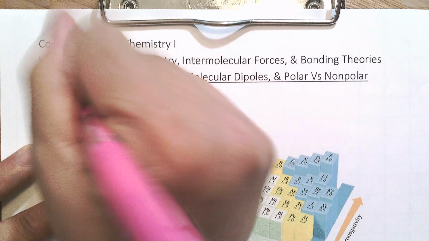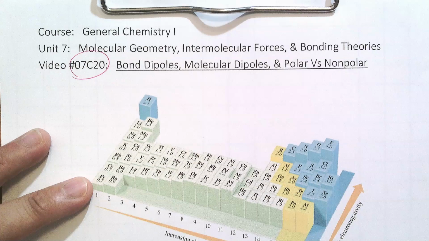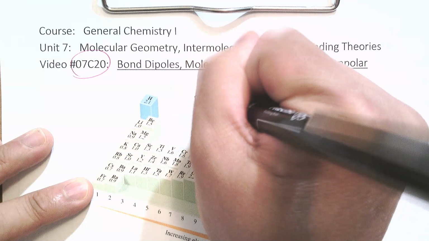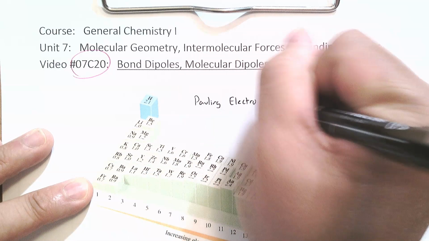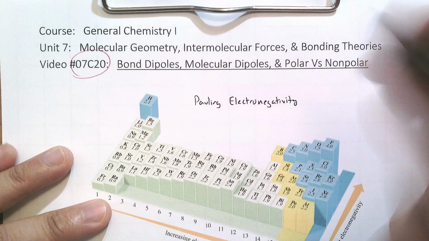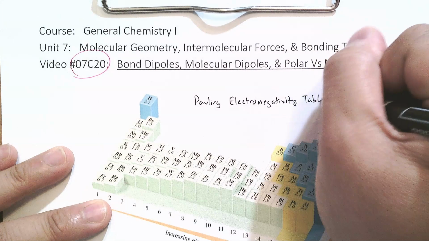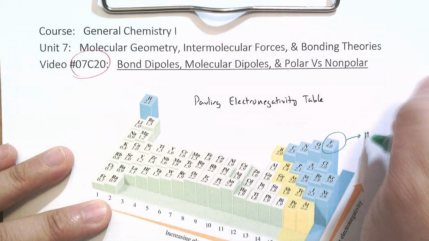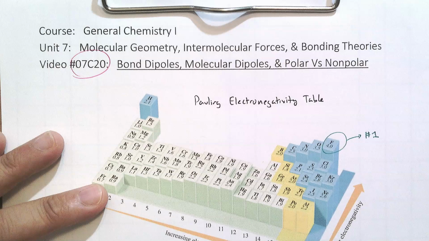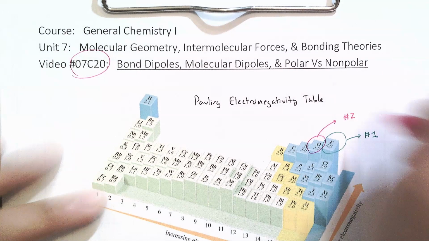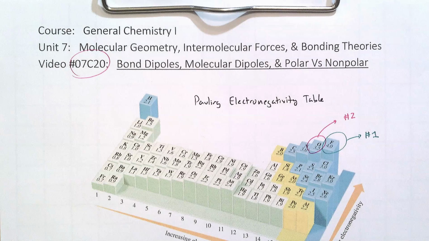All right, the first topic, bond dipoles, and we are going to use Pauling's electronegativity table. Now, eventually, or maybe even now, you may not need the electronegativity table. You should already know that fluorine is the most electronegative, number one, and oxygen is considered number two. Those are atoms that, when participating in bonding, like to pull electrons towards it.